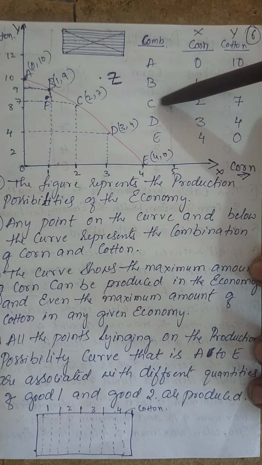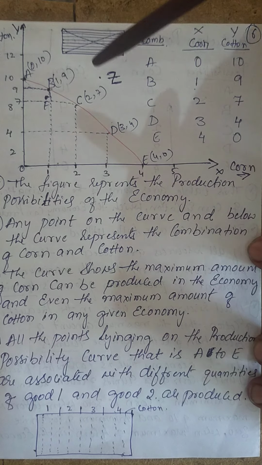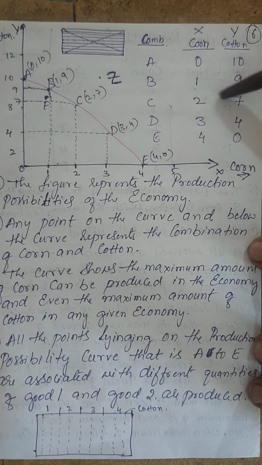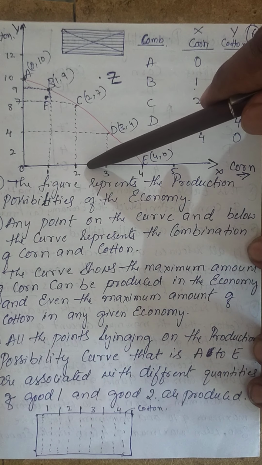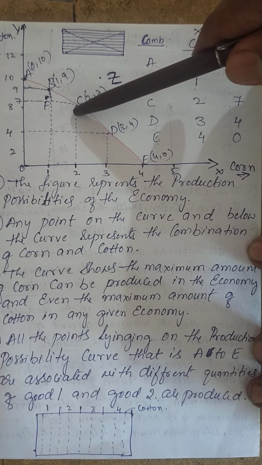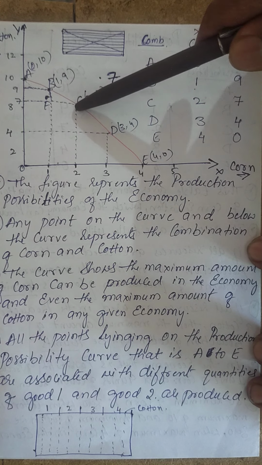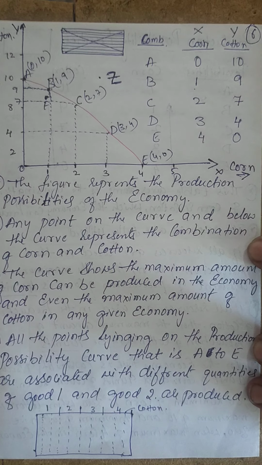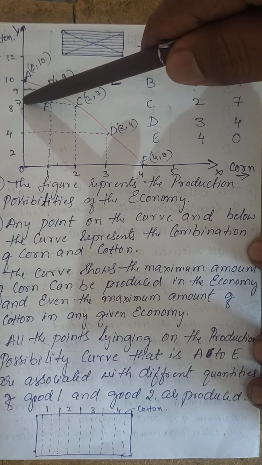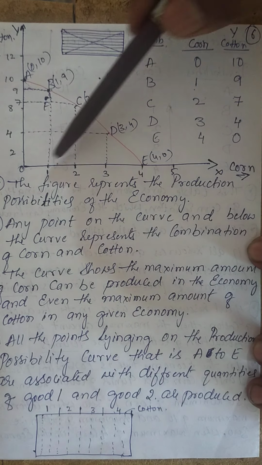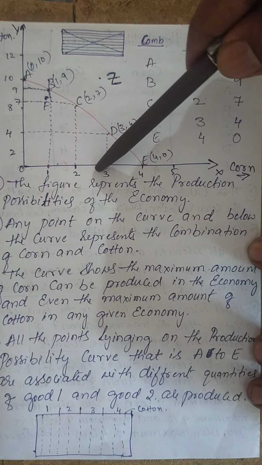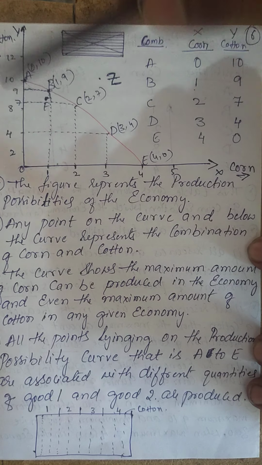Next, C, which is the third production level. When 2 units of corn are grown in the field, the cotton is 7 units. Observe here, 2 units of corn is grown and 7 units of cotton. Again there is a sacrificing nature. From 9 to 7 it has come down. So here the production level is increasing, and here the level of production is being sacrificed.